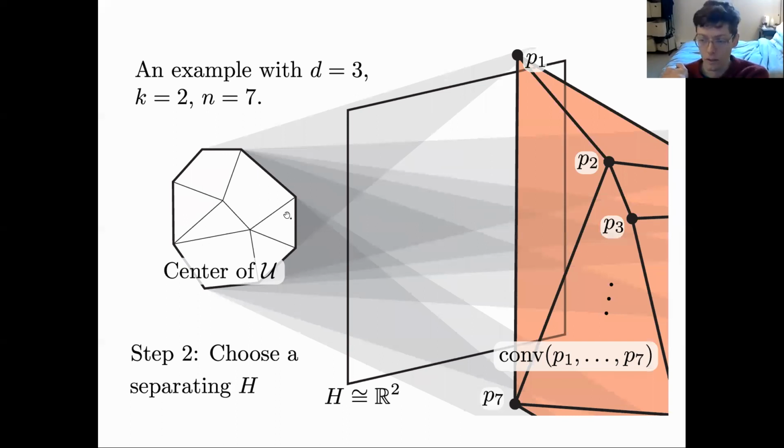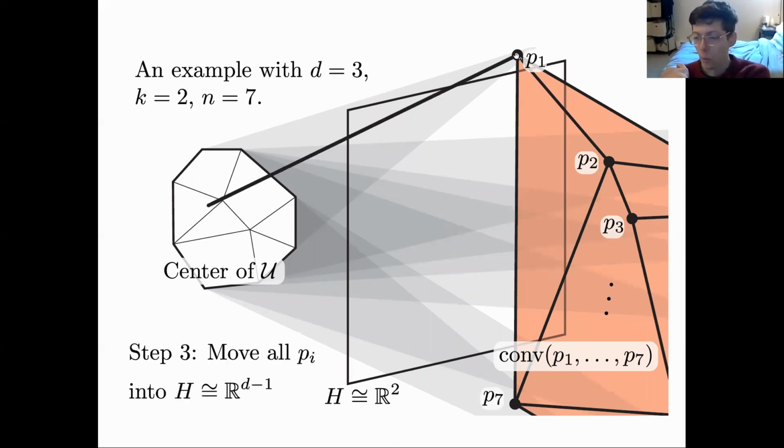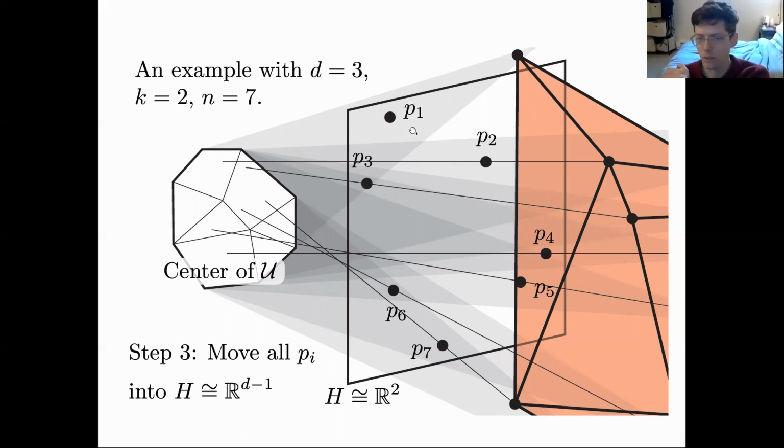Now I have disjoint convex sets. Let's put a hyperplane between them, in this case, just a plane in R3. And what I can do is take, let's say, P1 and draw a line from P1 to the center of my sunflower. It'll cross that hyperplane. And so why not replace P1 with the point where it crosses the hyperplane? And let's do this for all my points.